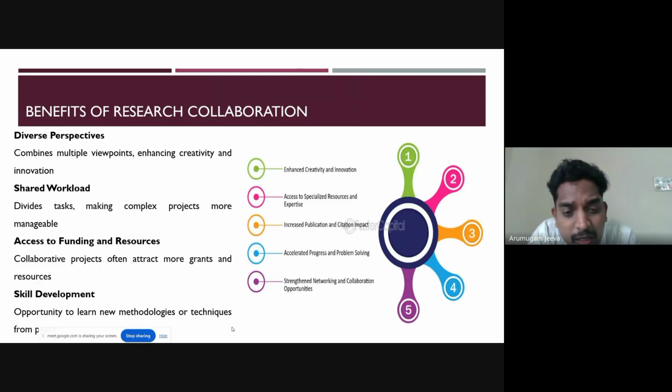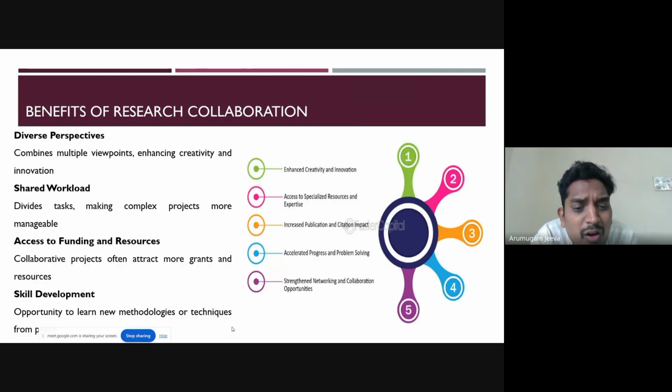The quantity is not a matter here. How many publications you have created is not going to matter. How effectively it gives a result, the quality of the publication, will be what matters. Research collaboration will improve your citation impact. If your citation impact is improved, ultimately the H-index, the personal score of every individual, will improve. Based on your H-index, your proposals will be accepted.